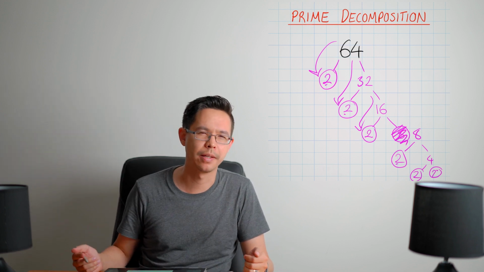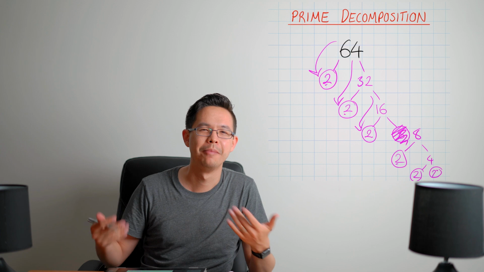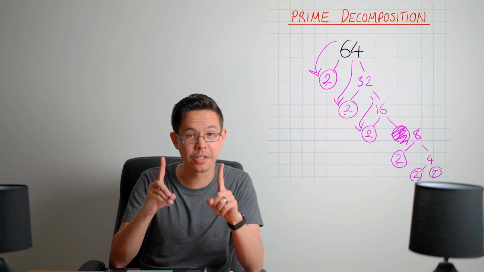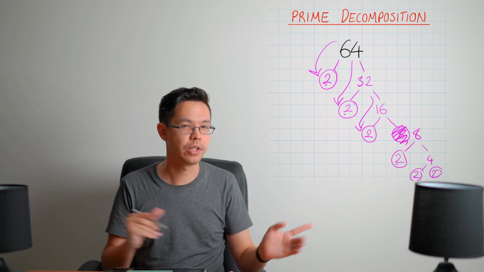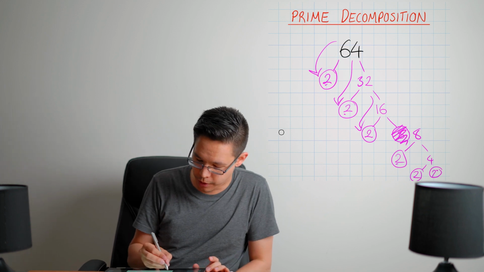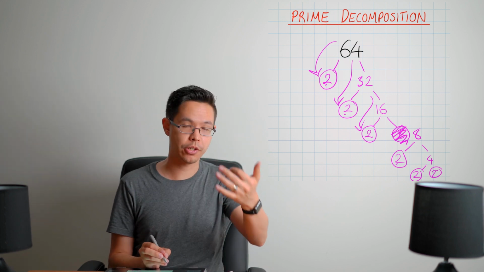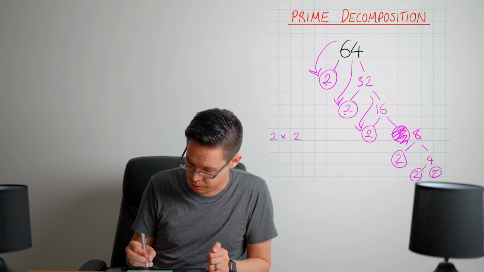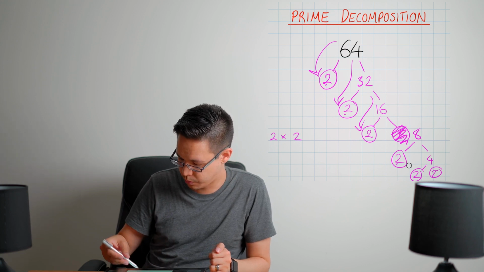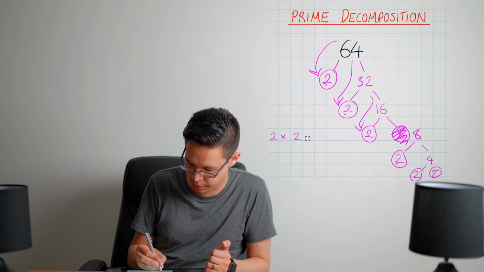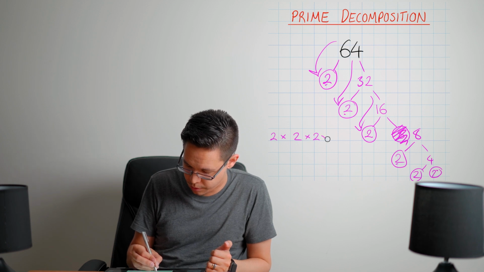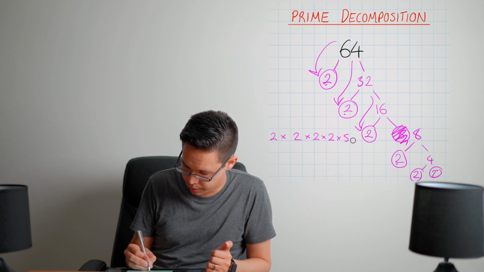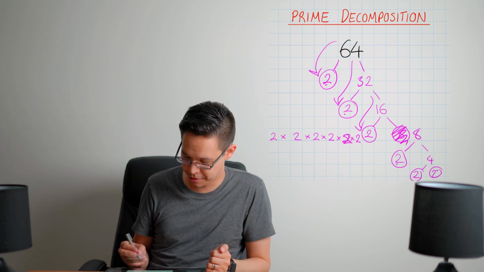I probably should have picked a better number that's more interesting. It's just 2 multiplied by itself many times. But remember, from the previous video, we can shorten that. So let's do the last step, which is to actually write the prime decomposition. So there's 2 times 2. Let's see, how many times is that? 1, 2, 3, 4, 5, 6. 6 times. Whoops, I wrote the number 5 by accident.